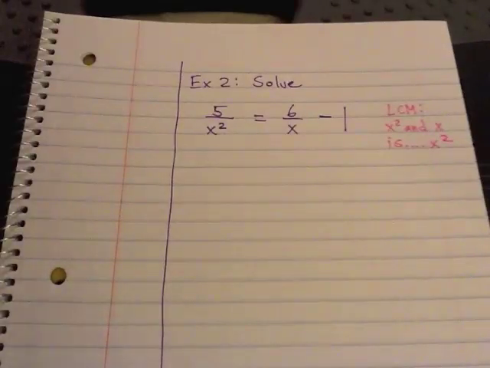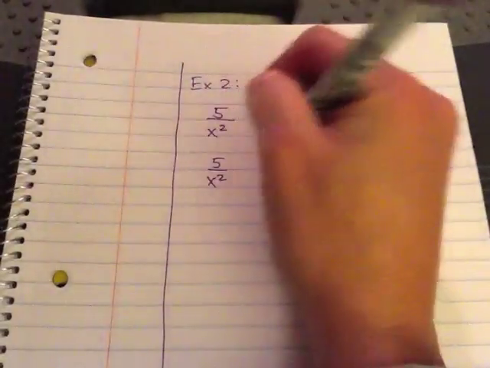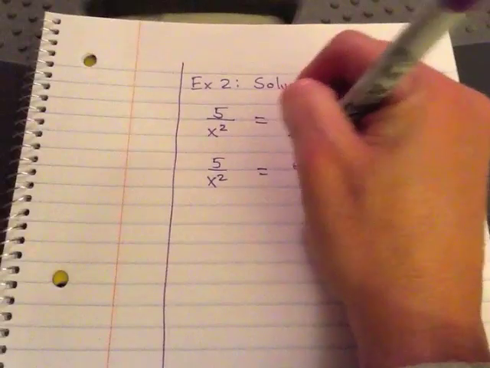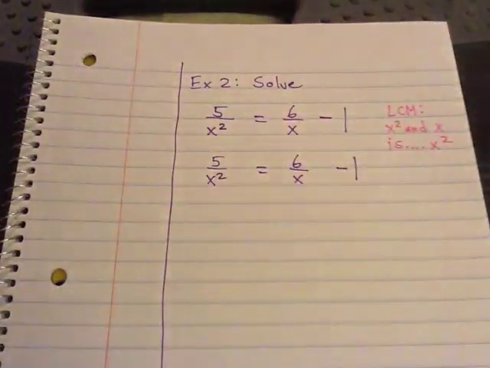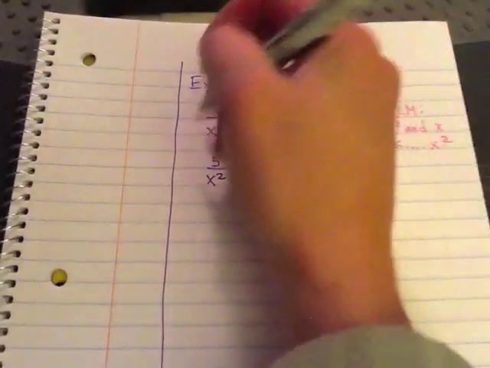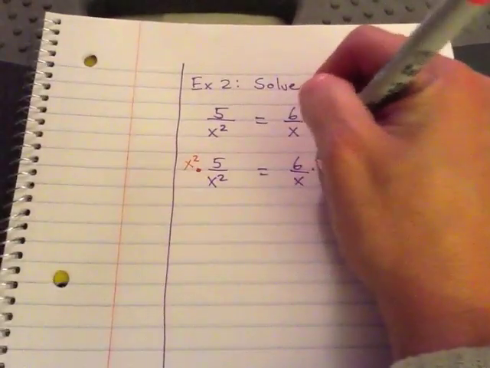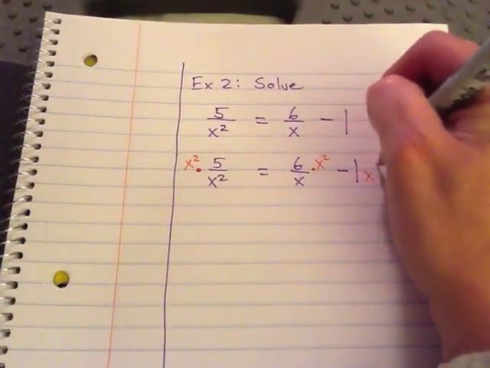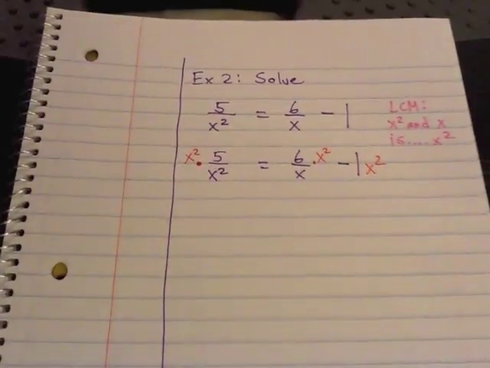So because it's x squared, I'm going to go ahead and multiply every single term by x squared. Do not forget about your integers also. So I'm multiplying x squared here, an x squared here, and an x squared there. 3 terms, so 3 times I'm going to multiply it.